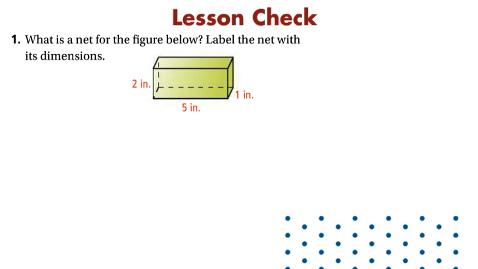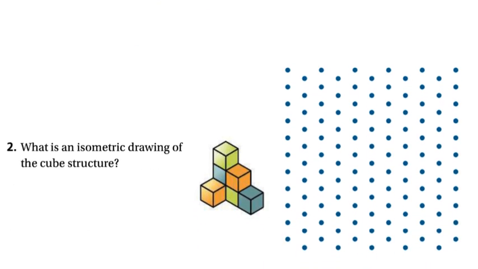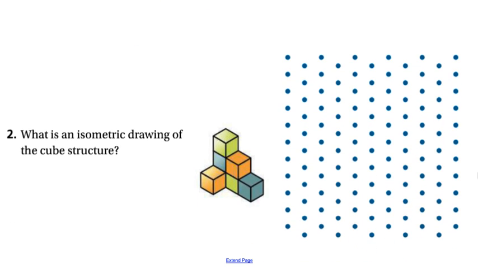So your first job in number 1 is to draw a net, and make sure you label each of those surfaces with their dimensions, both dimensions for every surface. And then number 2 is to make an isometric drawing of the cube structure that's shown.